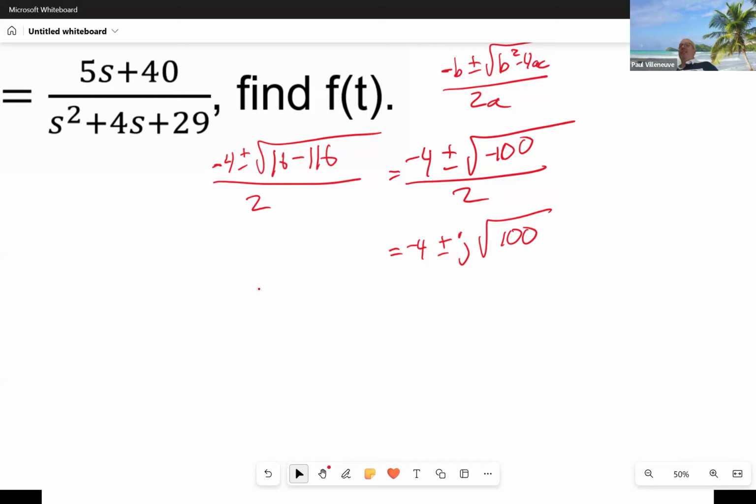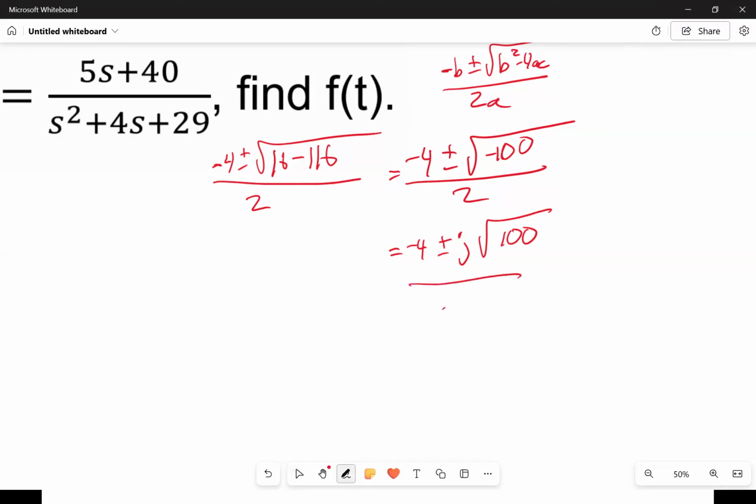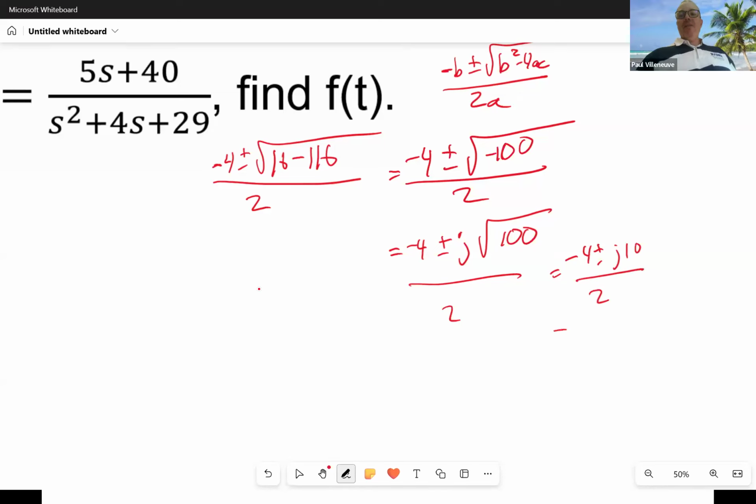We just put in the J term, doesn't it? That's not a negative term anymore. I mean, it sort of is, but we just factored out the J. No big deal, right? All over 2, -4 plus or minus J10 over 2, which is -2 plus or minus J5 or 5J. So one of the things you will not see in this class is any negative radicals, because we'll just substitute J. Okay.